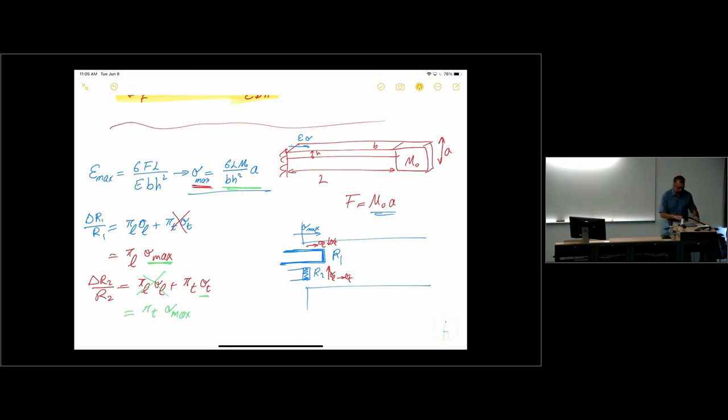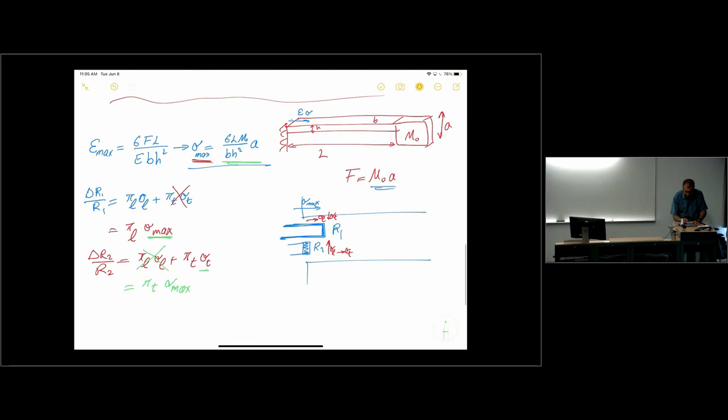Now the second part of the question. At the end of the story, what you will see is that because pi T is less than 0, this sensitivity delta R over R will be less than 0, and delta R1 over R1 will be larger than 0. So R2 will reduce with pressure, or the same acceleration, and R1 will increase. Delta R2 over R2 is less than 0.